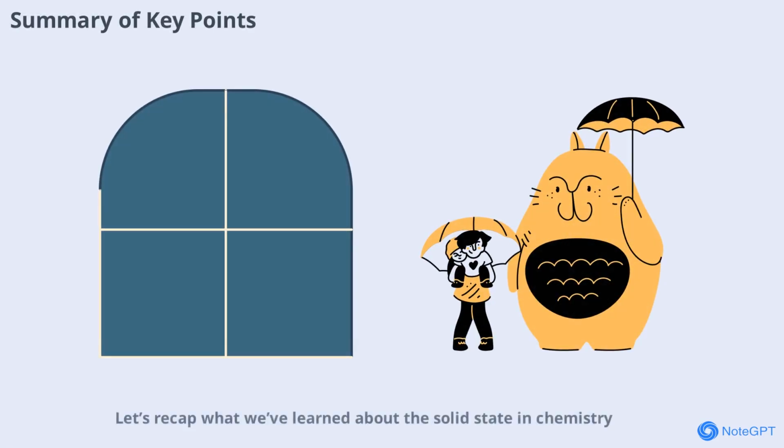Let's recap what we've learned about the solid state in chemistry. Solids are defined by their rigid structure and fixed shape, with particles arranged in various patterns. Their properties depend on the type of bonding and structure, leading to a wide range of applications. From electronics to medicine, solid-state chemistry is a cornerstone of modern science and technology.